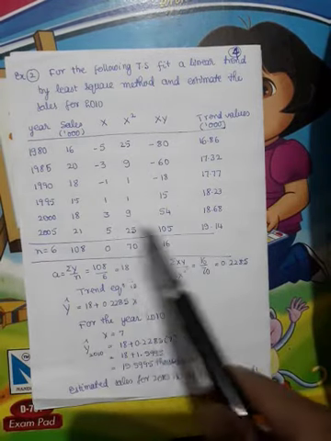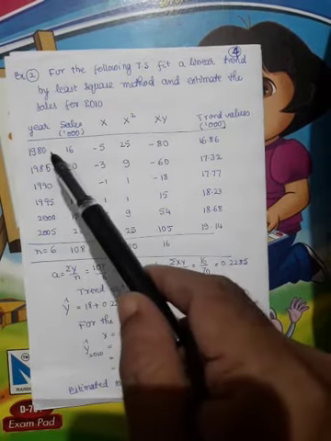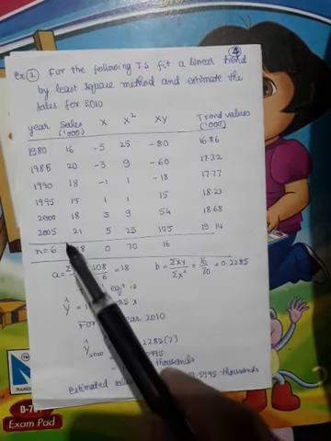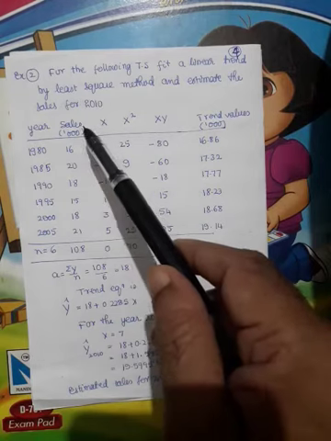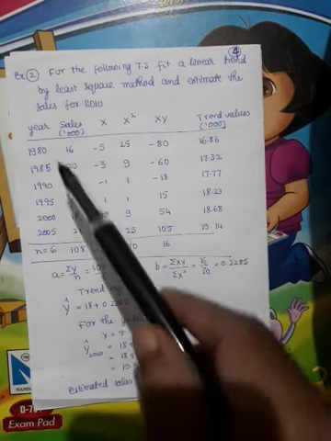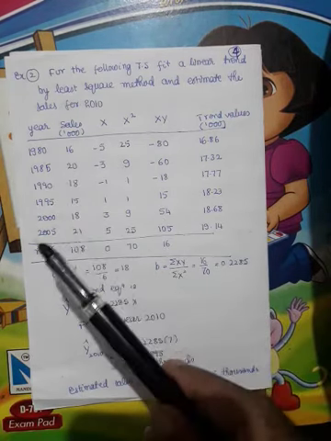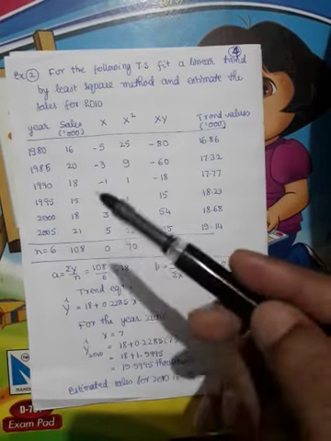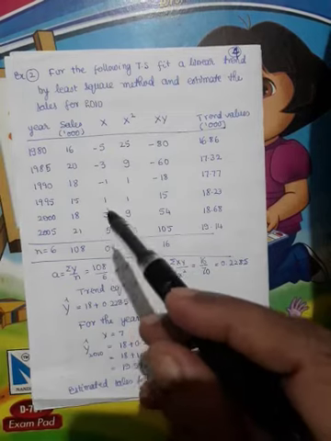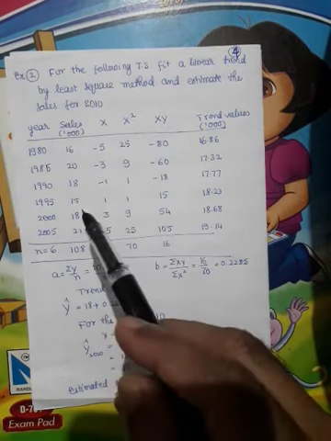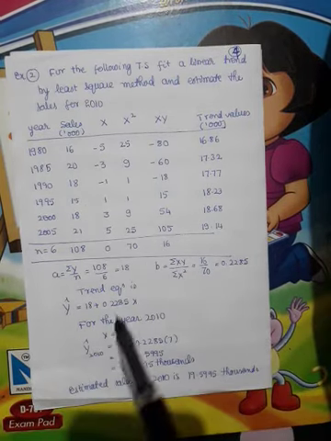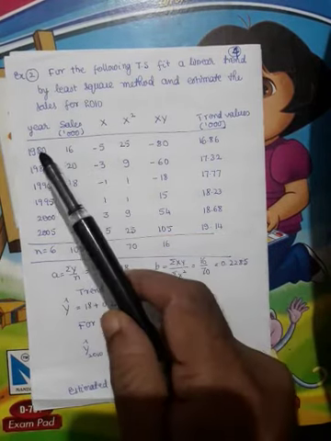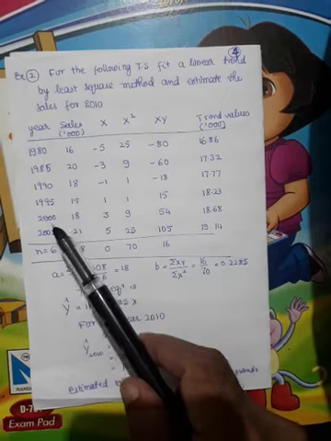So there are how many years? 1, 2, 3, 4, 5, 6. So n is equal to 6. The corresponding sales in thousands for these 6 years are given. To get x, we have to put x is equal to 0 for the middle year, isn't it? Here you see, is there a middle year? Which is the middle year? 1, 2, 3, 4, 5, 6.